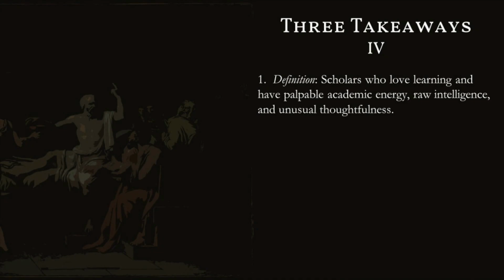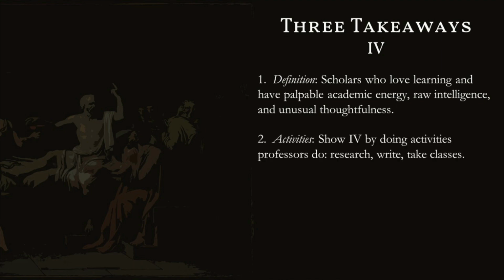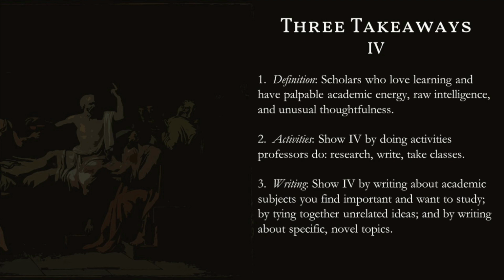Okay, we'll have a lot more to say about IV throughout this course, but it's one of the 3 critical concepts. And if you only take away 3 points, here's what I want you to remember. First, you need to demonstrate IV. And students with IV are scholars who love learning and have palpable academic energy, raw intelligence, and unusual thoughtfulness. Second, you show IV by doing activities that professors do: research, writing, taking classes. Third, you show IV by writing about the subjects you want to study that you find important, by tying together unrelated ideas like Gladwell, and by writing about specific, novel topics.